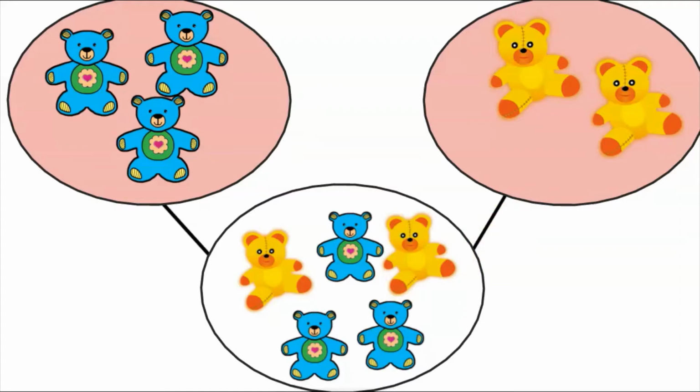We were able to organize our bears into parts, 3 bears, 2 bears. These are our parts. We were able to use our paths to get our bears to the party and make our whole. We have 5 bears. 3 and 2 make 5. Say it with me. 3 and 2 make 5.